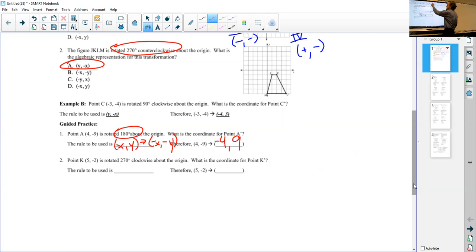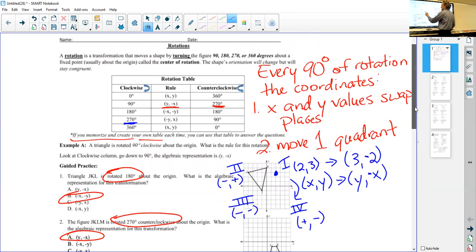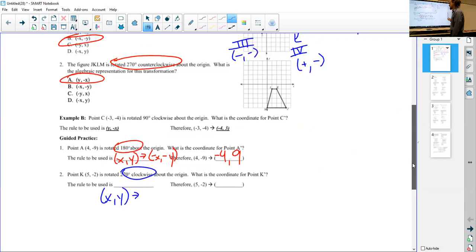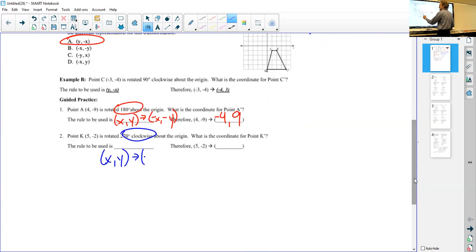270 clockwise for our last example here. So we go to our table. 270 clockwise, here's our rule. Negative y, x. So we say xy goes to, I already forgot what I said, 270 clockwise, negative y, x. Even I use the chart because I don't want to have to think about this. I don't want to make silly mistakes. I just look at the chart every single time. No one's going to think less.